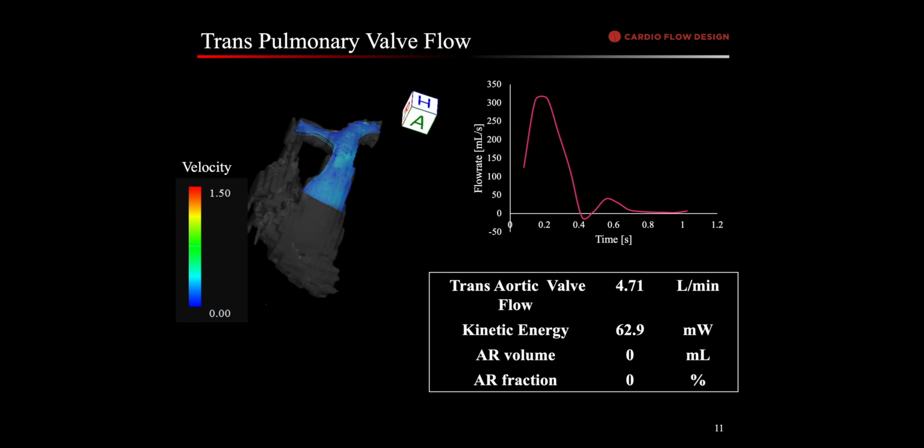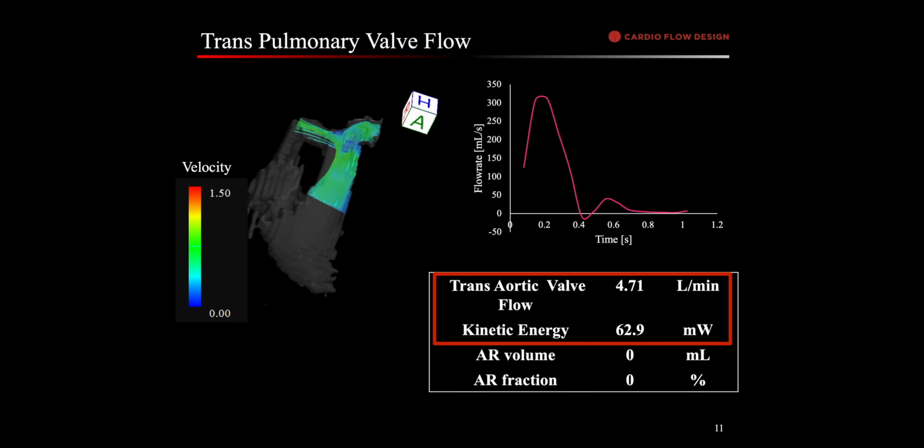Examining the pulmonary valve, we measure the flow rate and kinetic energy as blood moves into the pulmonary artery. This data is vital for assessing the health of the pulmonary valve and the right ventricular output.